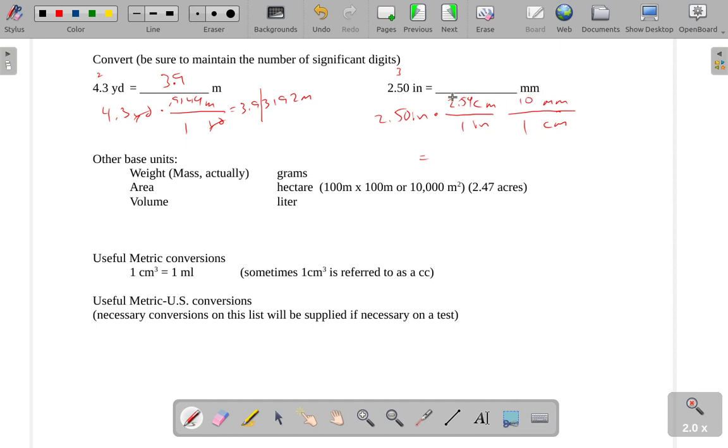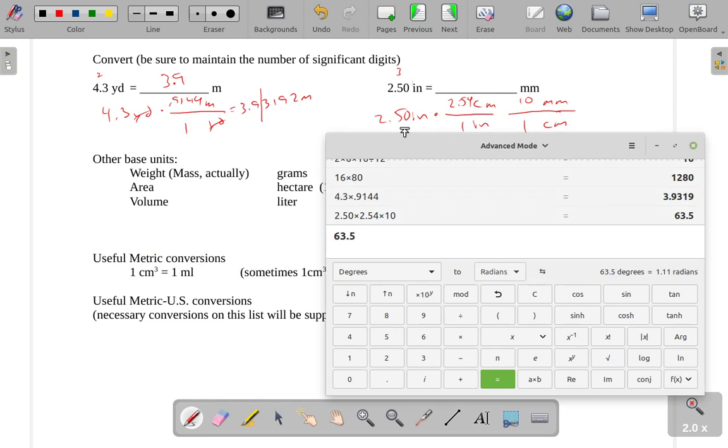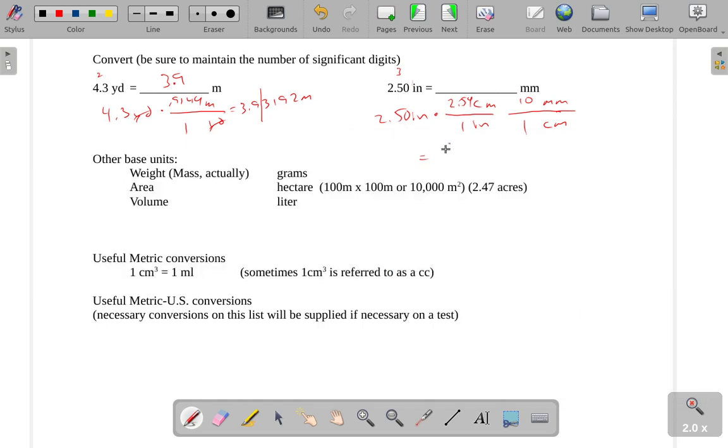It's exact. And this one also, 2.54 is exact. It's not 3 decimal points of accuracy. It's infinite numbers of decimal points of accuracy. This 2.50 is not a definition. This is a measurement number. And so that's why this one is 3 decimal points of accuracy. And it looks like our final answer here also has 3, so I'm not going to have to round it at all. We get 63.5 millimeters. I don't have to round that at all. This is actually exact. 2.50 inches is exactly 63.5 millimeters.